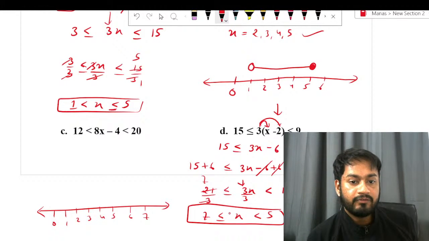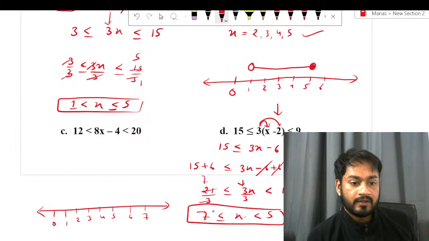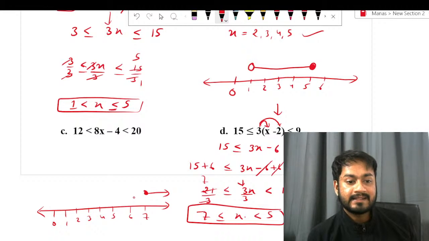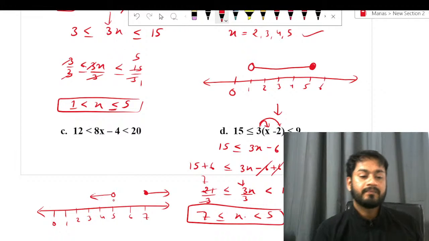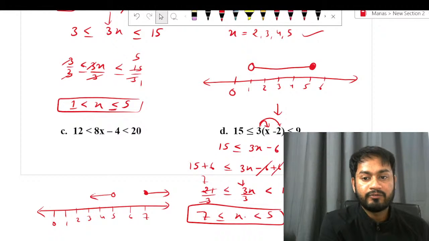For this kind of question, x is greater than or equal to 7 will be drawn like this, and x is less than or equal to 5 will be drawn this way. I hope you understand the questions, all of you.